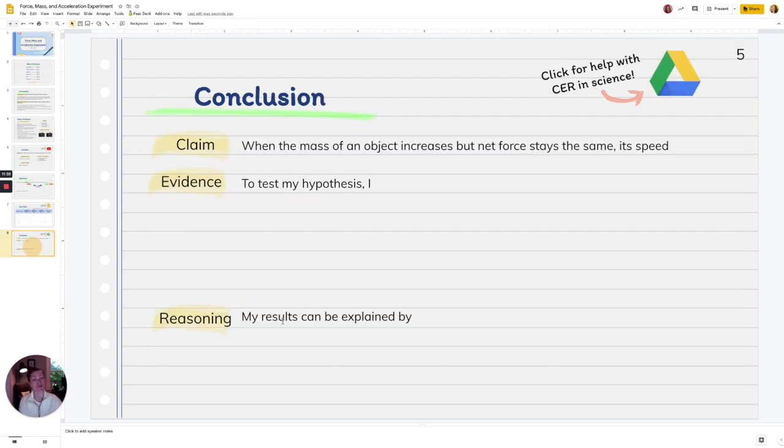And then finally, your reasoning. How do you make sense of the results that you got? Why does the speed change the way it does when you increase the mass? And then once you're done with that, you're done with this experiment.